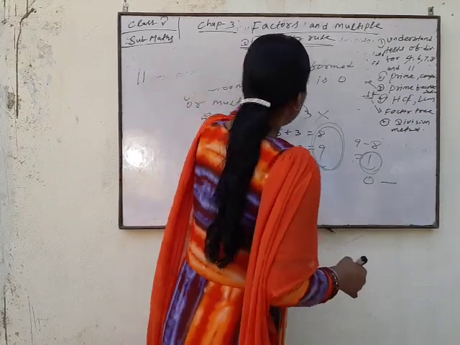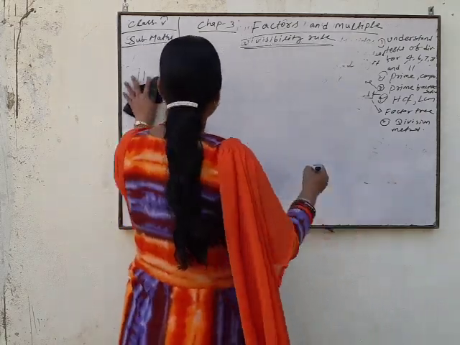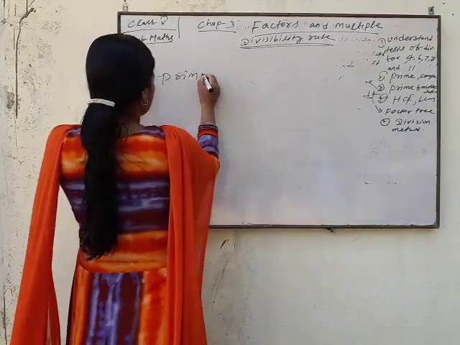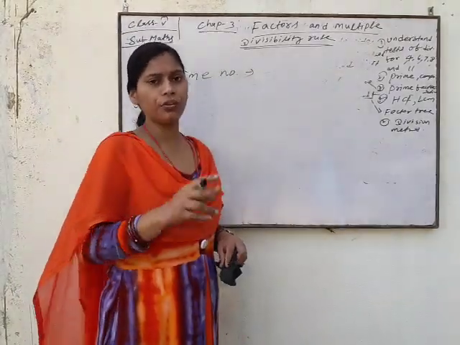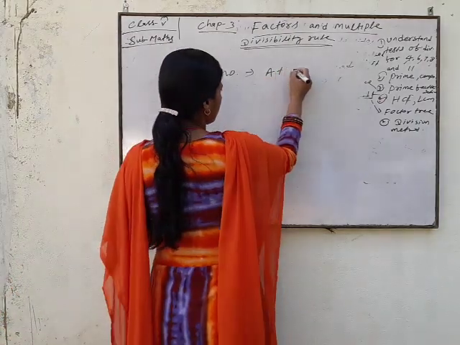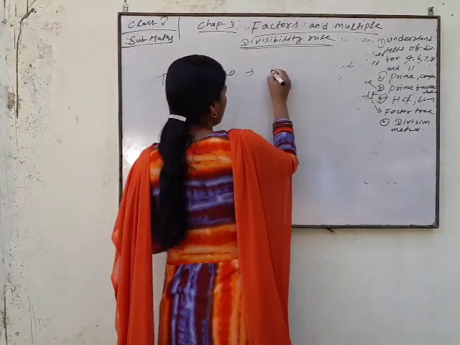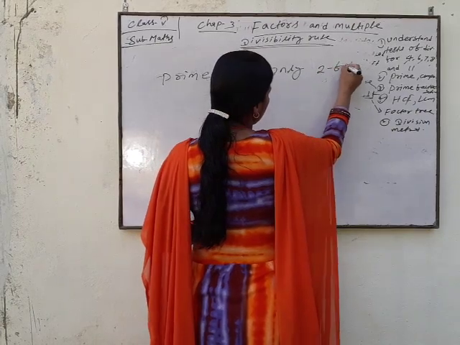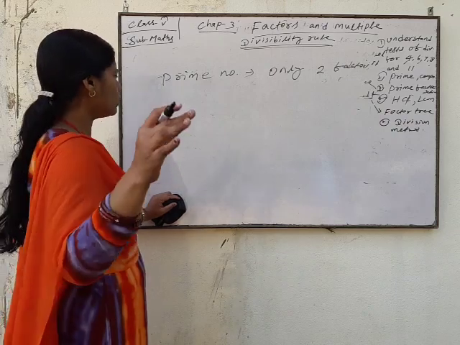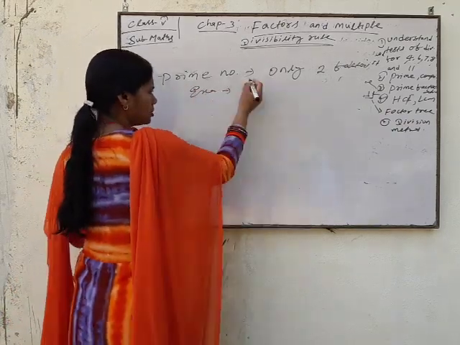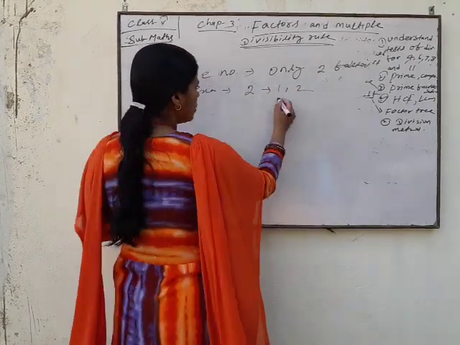Okay, so now what are prime and composite numbers? Prime number means what? A prime number is a number having only 2 factors. Numbers having only 2 factors, that is your prime number. For example, suppose that 2. The factors of 2 are what? 1 and 2. So here only 2 factors.